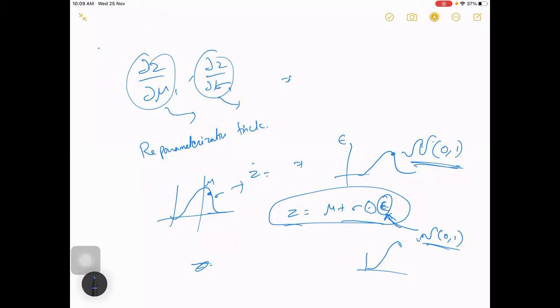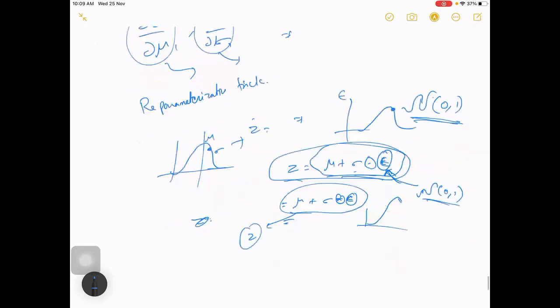Okay, so that value we use to get a relation between mu plus sigma, using this product with this epsilon value. From this we finally get some value, right? So that value we use as z.